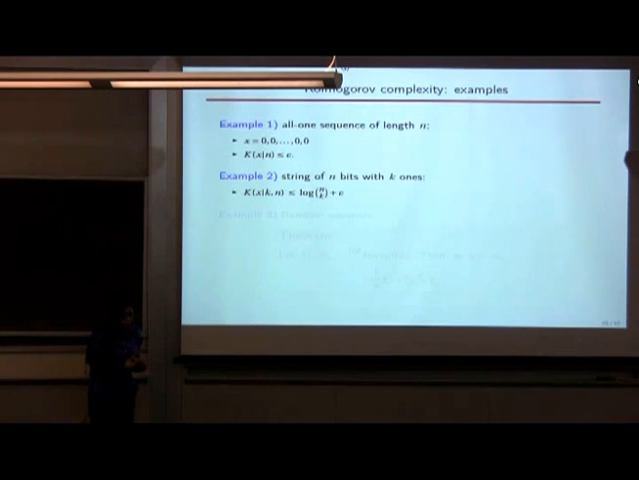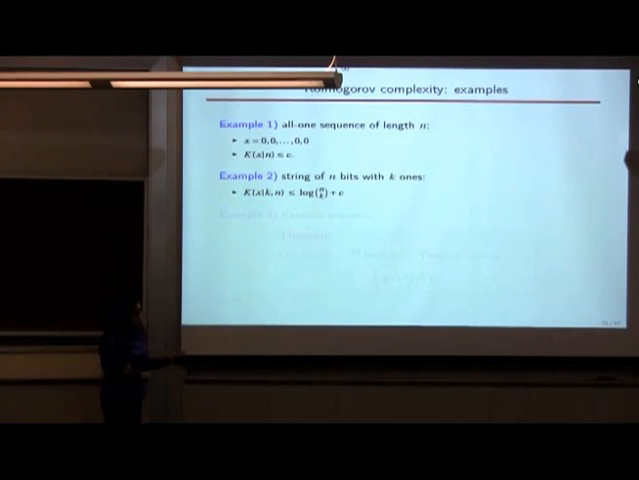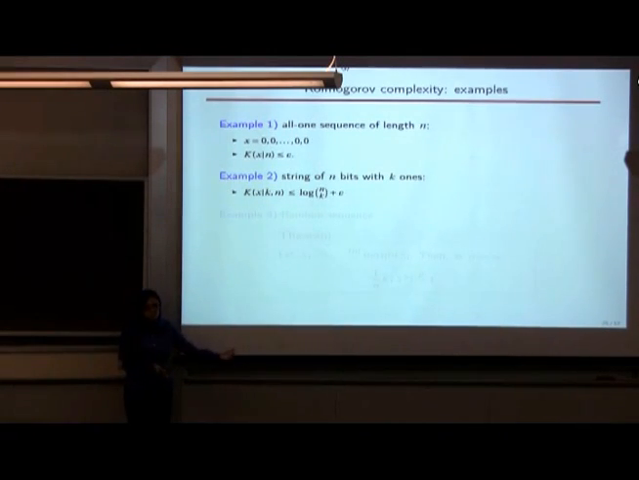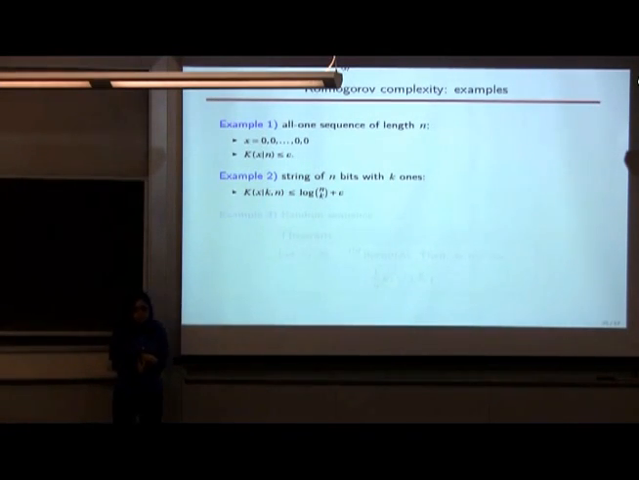Another example: I have a string of length n, and it has k non-zeros. What is now the complexity of this? I need a code to generate this. One possible code is I ask the code to generate all such sequences. I have n choose k such sequences. After the list, this is easy. It's a short code that can generate all these. Now I should specify which one in this long list is my specific sequence.